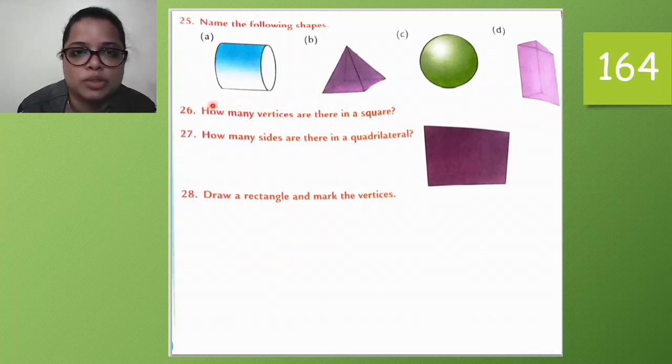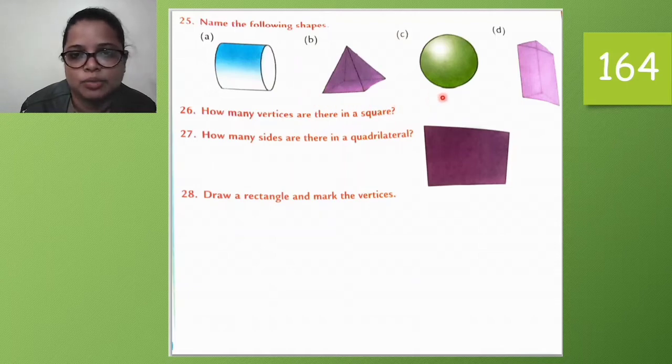Okay, the first one is which shape? Yes, it's the shape of a cylinder. So write down the spelling: cylinder. The second solid shape? Yes, it's a pyramid. So write down the spelling here: pyramid.